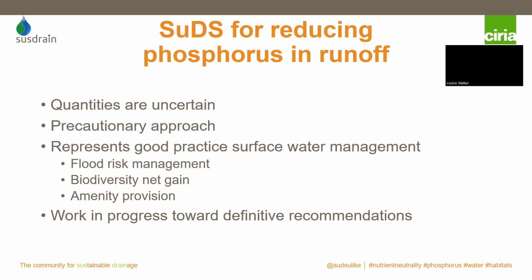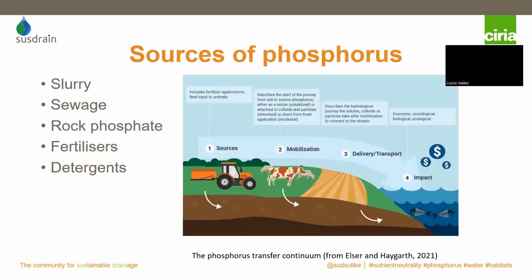In developing guidance for reducing phosphorus using SuDS, the quantities that we're looking at are uncertain. We're drawing on overseas data, so we're taking a precautionary approach. But this does represent good practice for surface water management and in delivering the 4 pillars of SuDS. So what we have produced is a work in progress towards definitive recommendations as we get data in from the SuDS that are implemented.